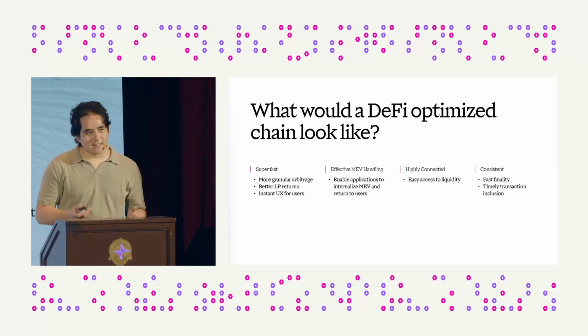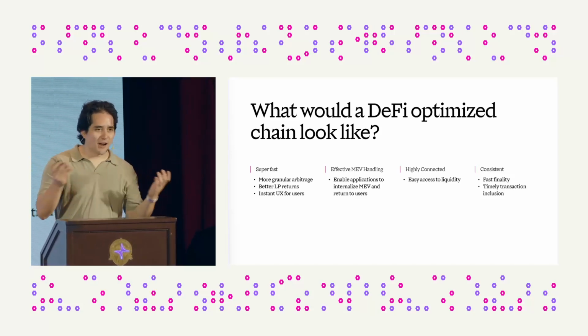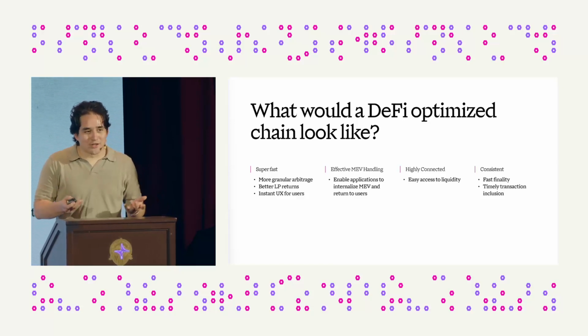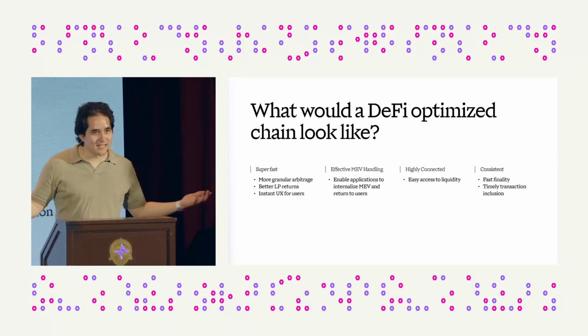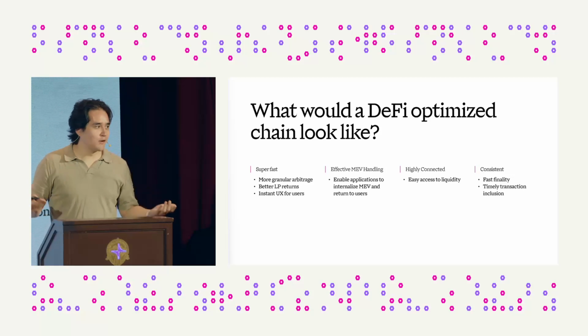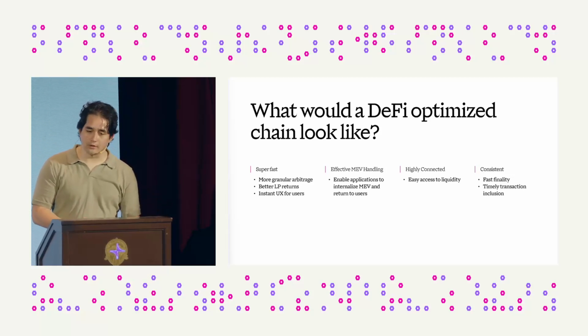Thirdly, a highly connected chain. I was talking about this fragmentation of liquidity and access to liquidity and so on. I think that if we're going to make a chain that is optimized for DeFi, it should be easily accessed from other locations so that you can actually use it from wherever you are in the scaled Ethereum ecosystem.